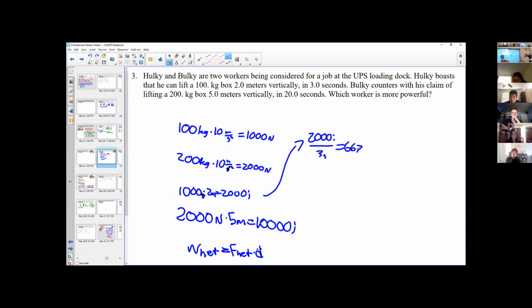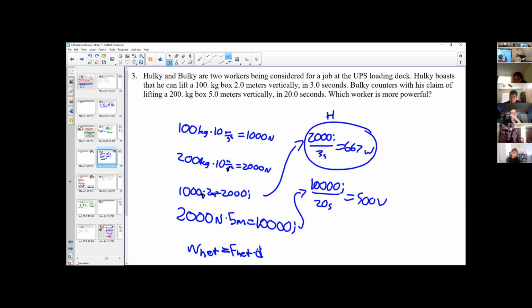Here, Bulky. So then Bulky is more powerful. Yep.